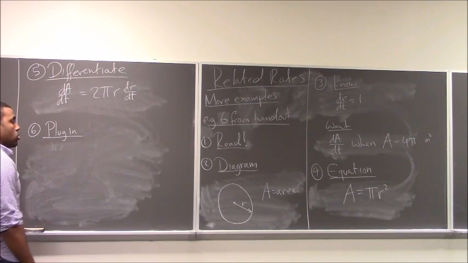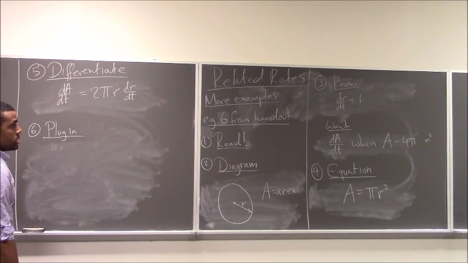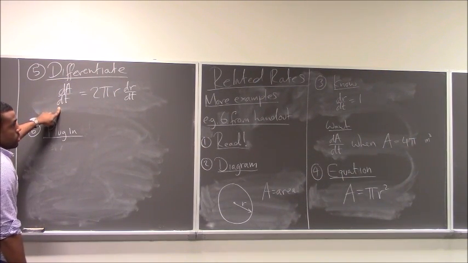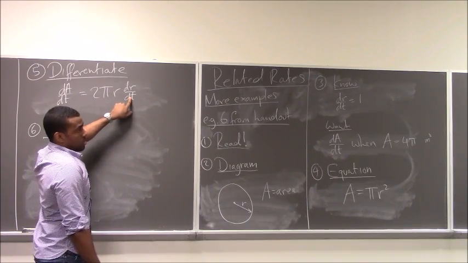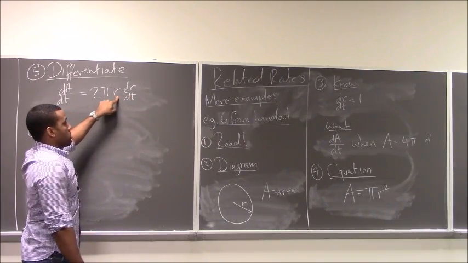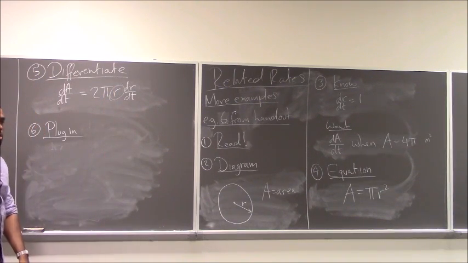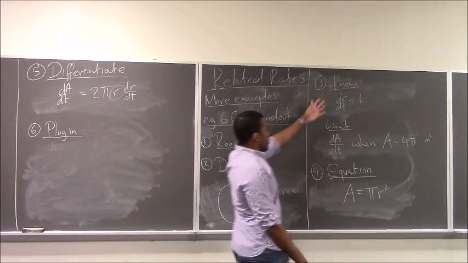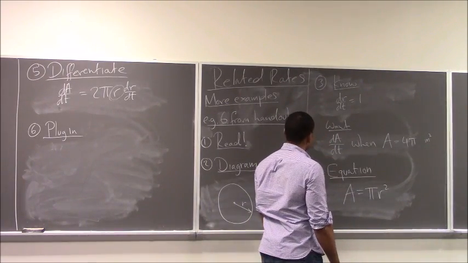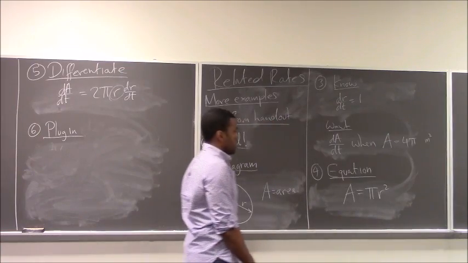Just plug in what we know and what we want to find, right? So dA/dt we don't know, it is what we want to find. dr/dt we know is 1, but do we know r? What's r? It's not in any of our given information. It's not something that we know ahead of time. So what do we do?